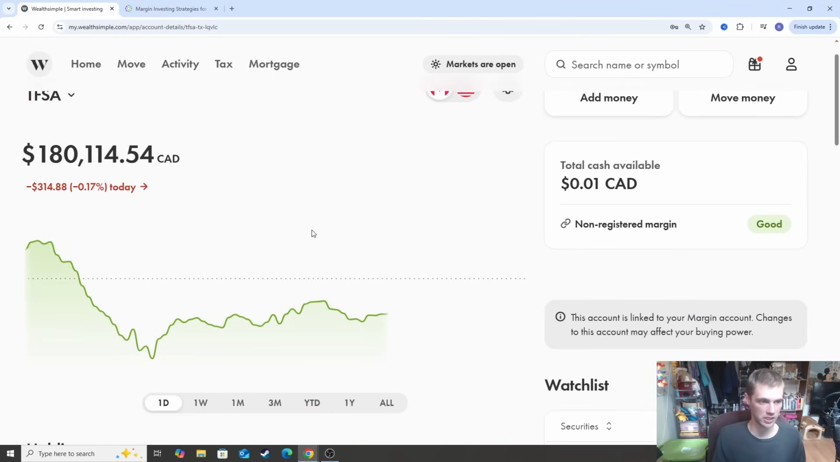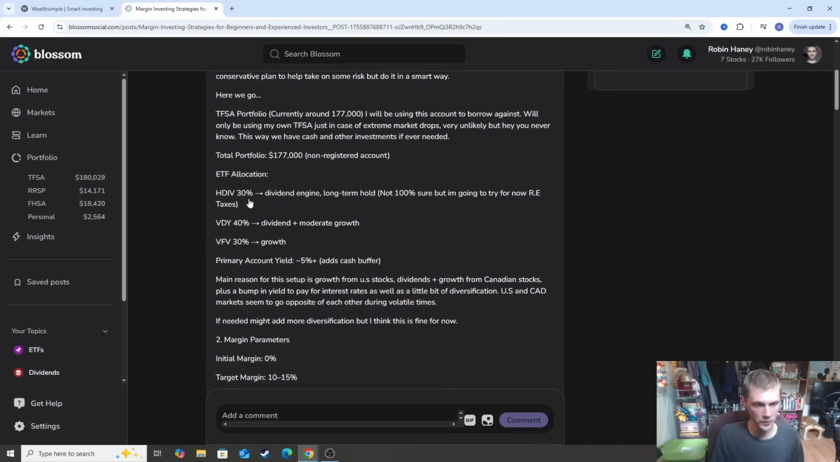The amount we have in our TFSA is going to determine our buying power. If I go inside my TFSA here, we can see we have $180,000. When I did the post write-up, it was $177,000. So as the markets go up and as we put more money in, that's going to increase the TFSA. It's also going to increase our buying power over time, so that's a nice little benefit as well.